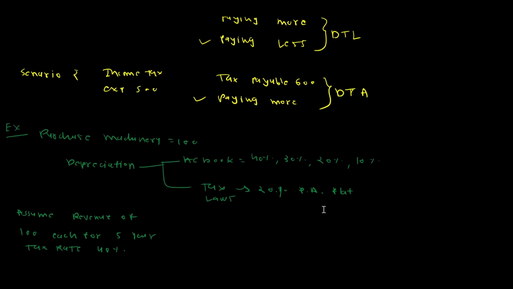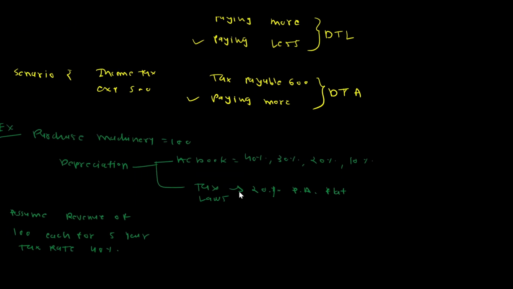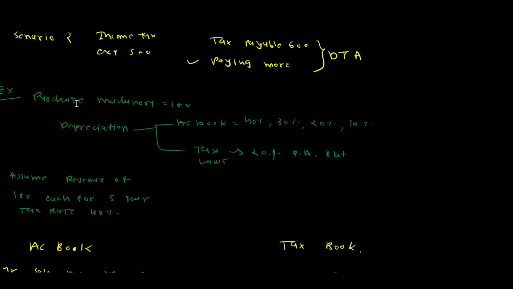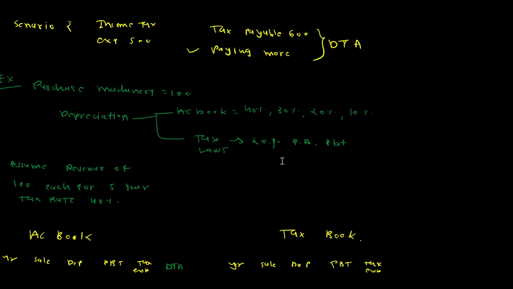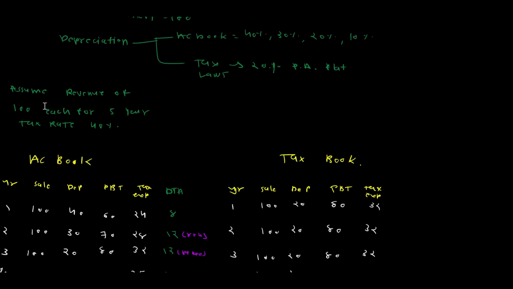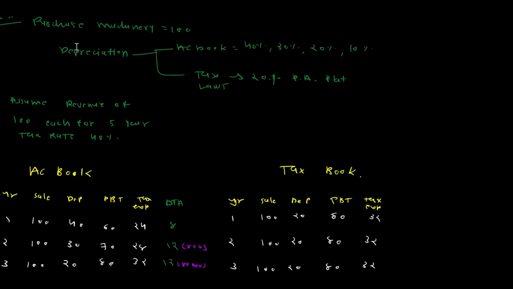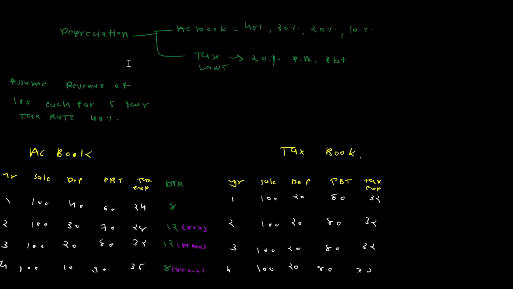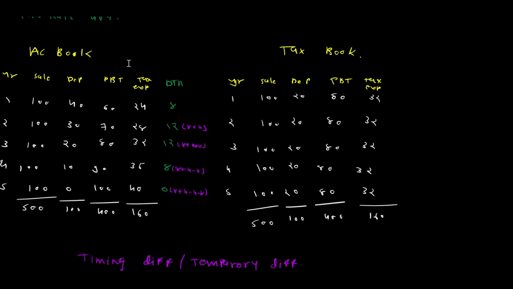Let's understand with another example. For example, I purchase machinery of 100 and the depreciation as per the accounting book is 40%, 30%, 20% and 10% of the cost, and tax law says 20% flat per annum. And we assume that the revenue of the company is 100 each for 5 years and the tax rate is 40%. So depreciation could be one of the reasons for the creation of DTA and DTL.